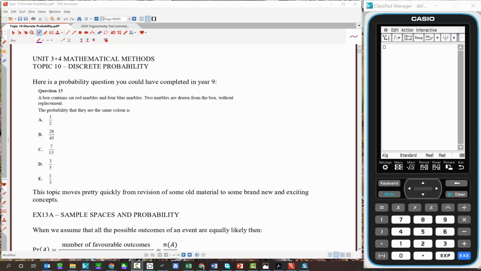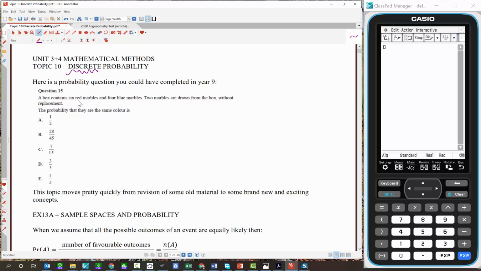Welcome to the new unit, discrete probability. We'll talk about what discrete means a little bit later on, but the first part of this topic will be to just dust off the cobwebs a bit and do some year 9, year 10, year 11 probability. So this is question 15 off a VCAA exam a few years ago.